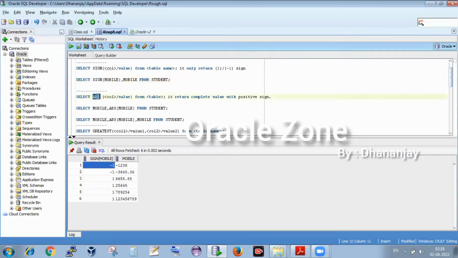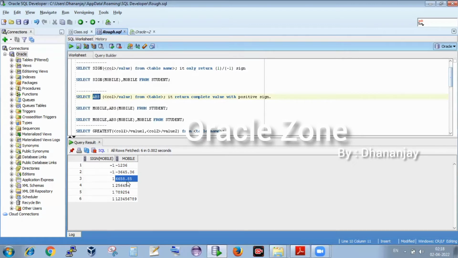Now coming to the ABS. ABS means it is returning the absolute values. Absolute means, here you can see minus, or you can see here 6658.85. Okay, so this is a decimal value. So what you are expecting from the absolute will give the exact value, numeric values, integer values you can say. This is the float value or decimal value.